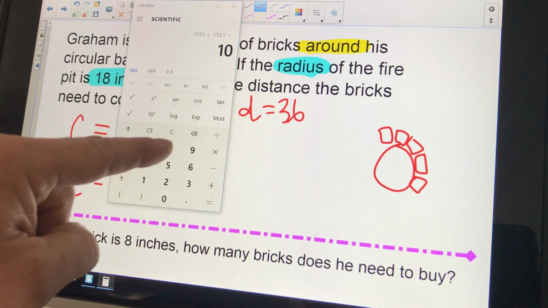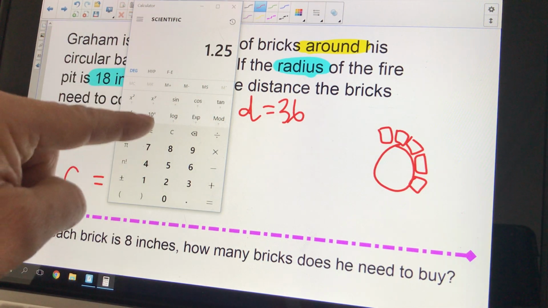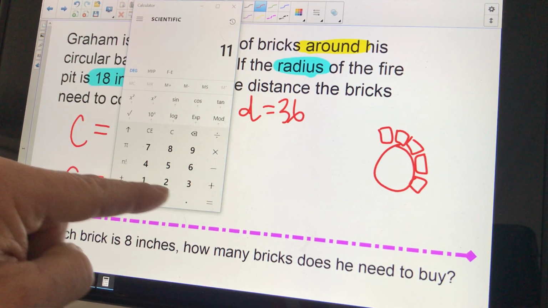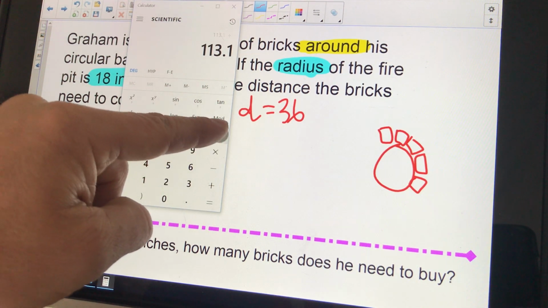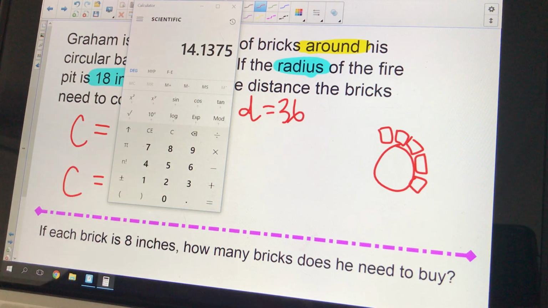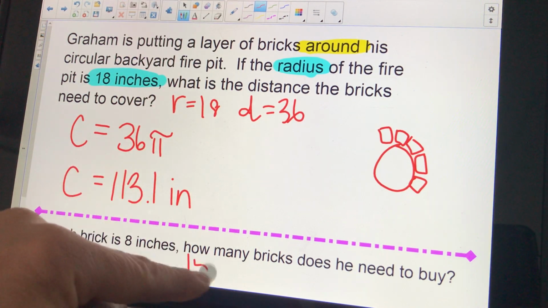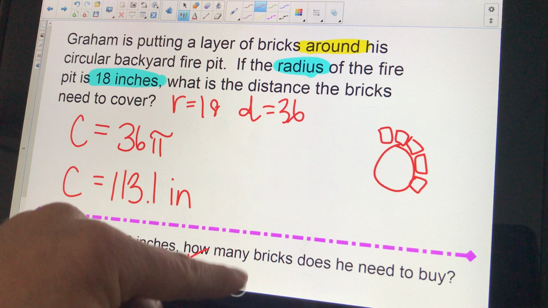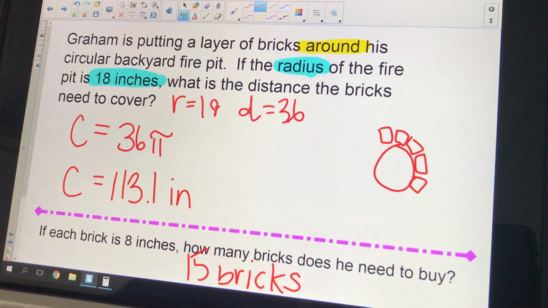113.1 divided by 8 is 1.25. That doesn't seem right. 113.1 divided by, there we go, divided by 8 is 14.1375. So I'm going to say 15 bricks. If he doesn't buy that extra one, they don't stretch all the way around.